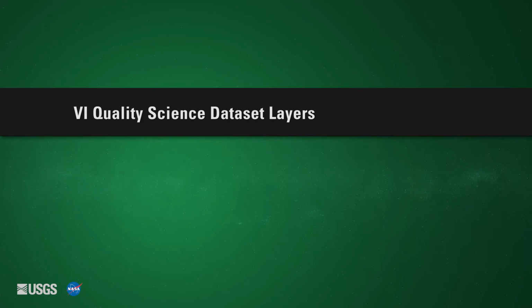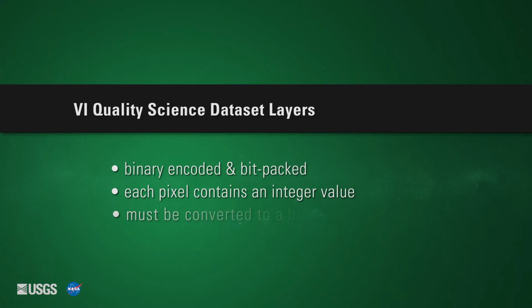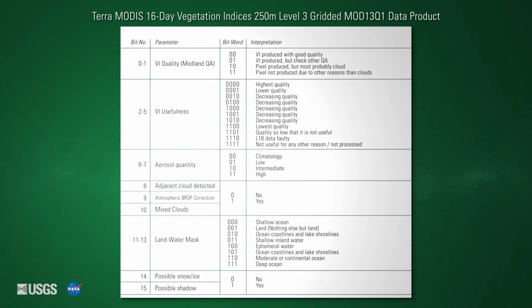The VI quality science dataset layers are binary encoded and bit packed, meaning each pixel in the QA layer contains an integer value that must be converted to a bit binary value for interpretation. The bit string interprets various parameters as shown by this chart. Here's an example of how to break down a bit binary value using the Terra MODIS 16-day Vegetation Indices 250 meter Level 3 gridded MOD13Q1 data product.